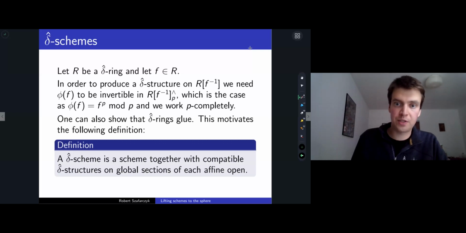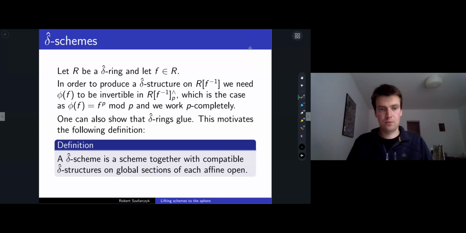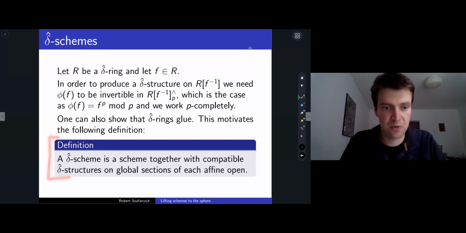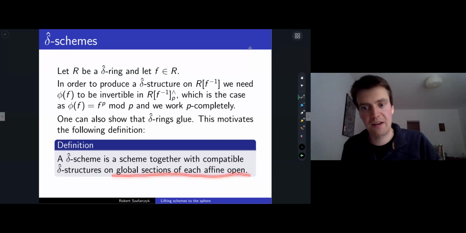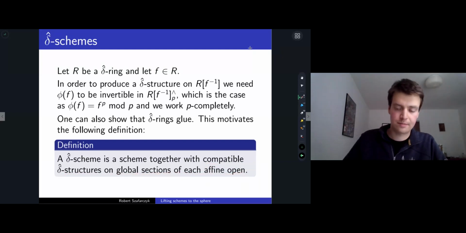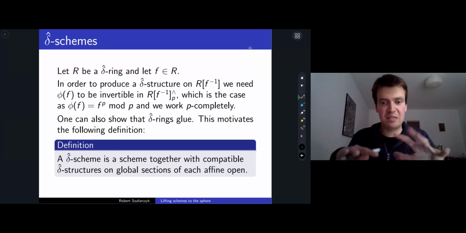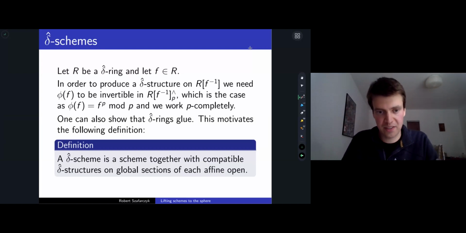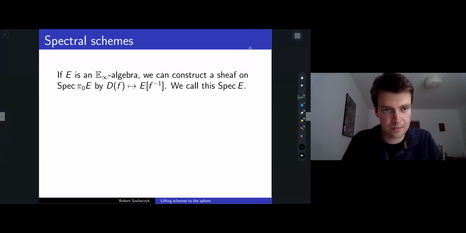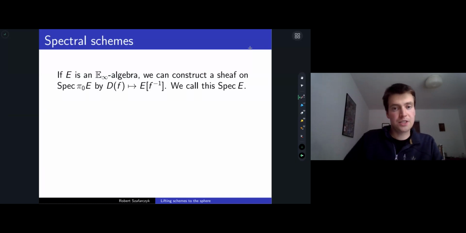So if we can glue and we can localize, then, well, it seems reasonable to define a delta hat scheme as a scheme together with compatible delta hat structures on global sections of each affine open. So it really looks like a scheme glued from delta hat rings.